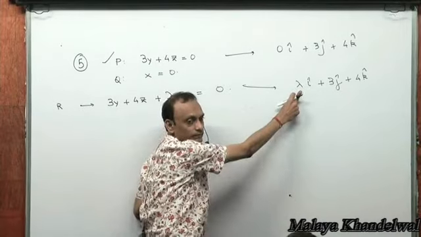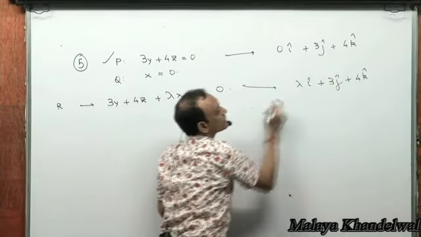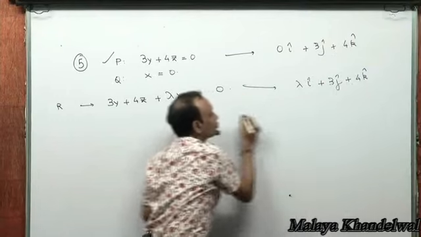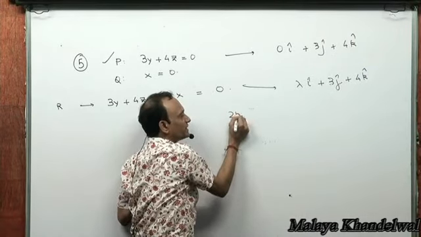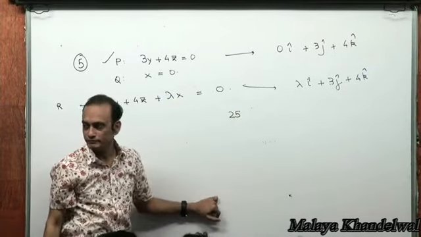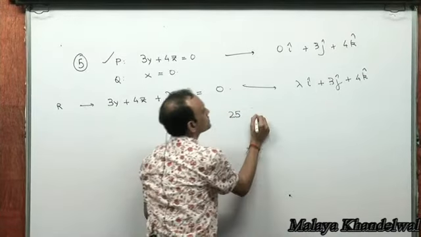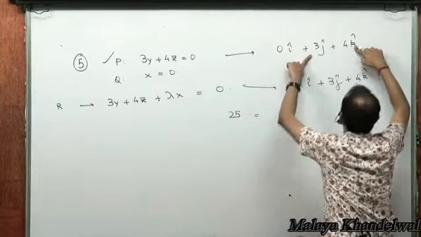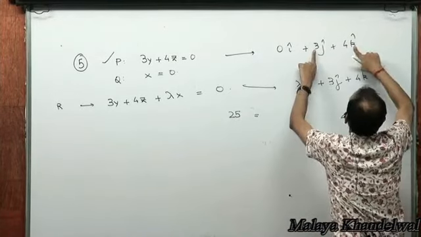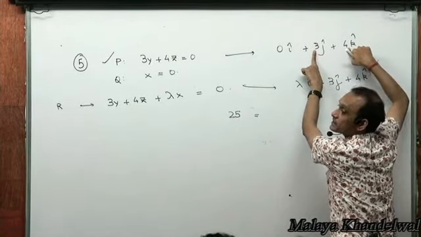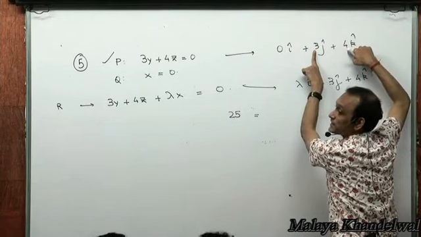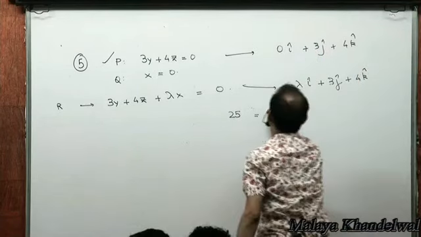If I take the dot product of these two vectors, what do I get? 0 into lambda is 0. 3 into 3, 9, plus 4 into 4, 16. That means 25. When I take the dot product, that's 25. And that must be equal to the magnitude of this vector. What's the magnitude of this vector? Root of 3 squared plus 4 squared, 5.